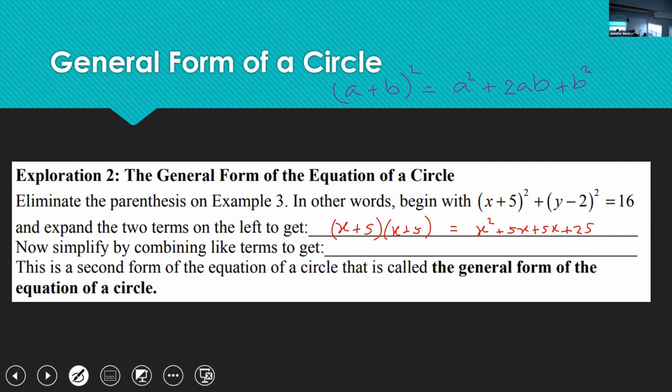Okay? The second part then gives us what, Marcus? Y squared. Negative 2 squared is positive 4. 2 times negative 2 times y. So what's 2 times negative 2? Minus 4y. Minus 4? Well, yeah, because you told me 2 times negative 2 is minus 4. Yeah. So minus 4. What's your question?